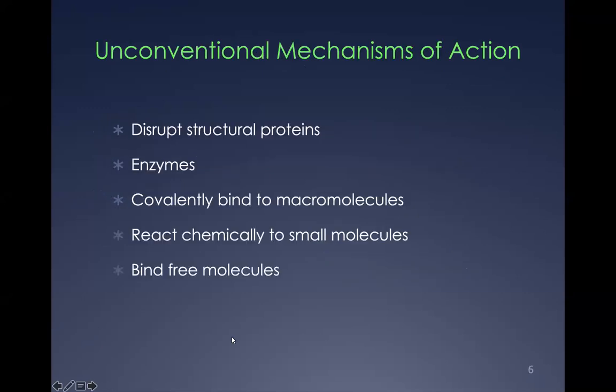We also see what we consider some unconventional mechanisms, drugs that may disrupt structural proteins. We see this sometimes in chemotherapeutic agents. We do have some drugs that are enzymes. So for example, people that have pancreatic problems, their pancreas can't produce enough enzymes. So we may actually administer the enzymes to replace that. Another thing that can happen is drugs bind covalently. All right, now this is a term. Does anybody know what covalent means?